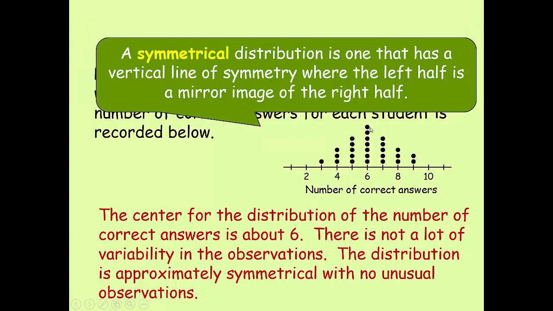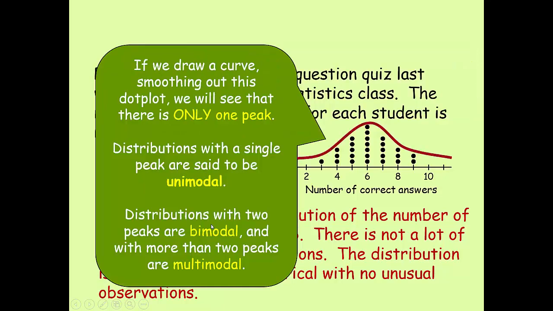Symmetrical meaning that if I went right down the middle and put a mirror, the left side looks just like the right side, pretty much. It may not be exact, but it's pretty close, so it looks symmetric. What I could do is draw a curve over these and smooth this curve out, shade this in, and I would see there's only one peak. Distributions with a single peak are said to be unimodal. Distributions with 2 peaks are bimodal, and with more than 2 peaks are multimodal.